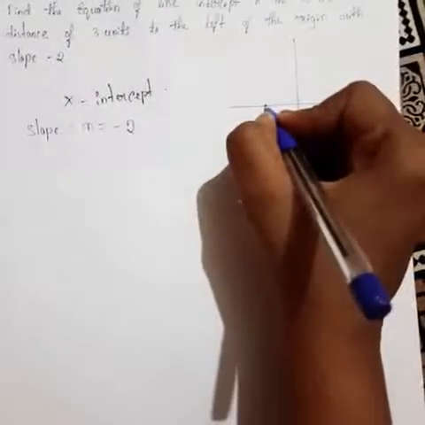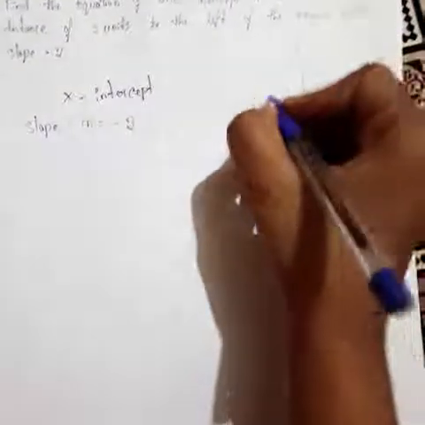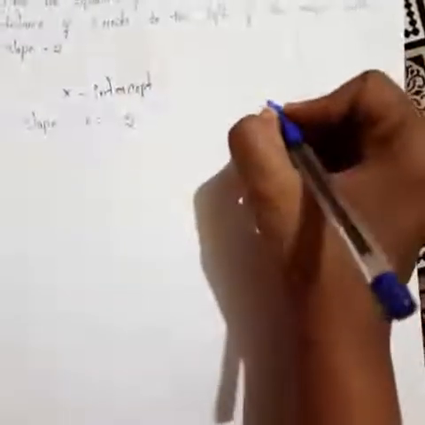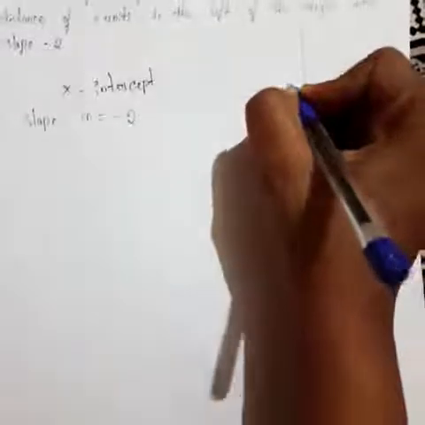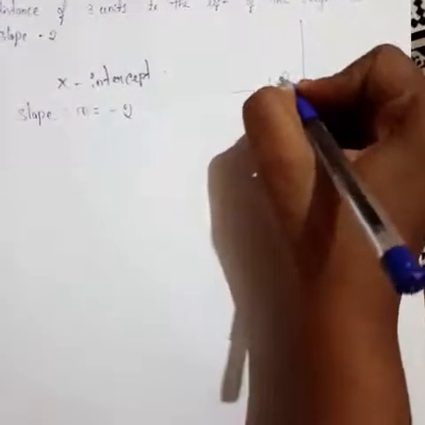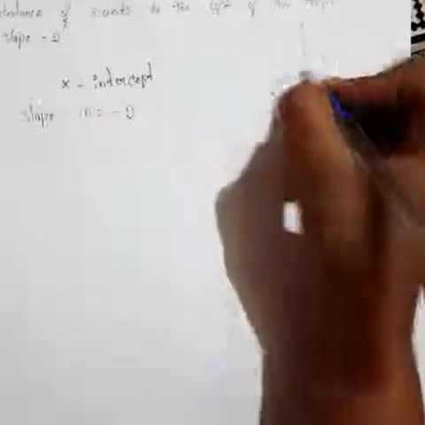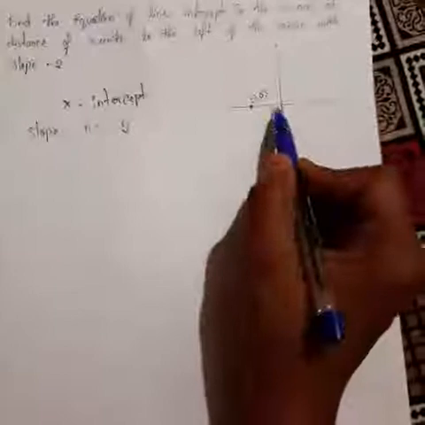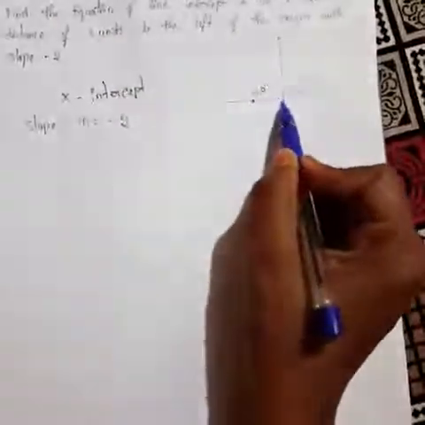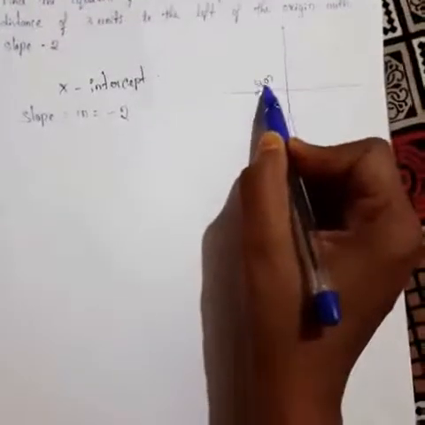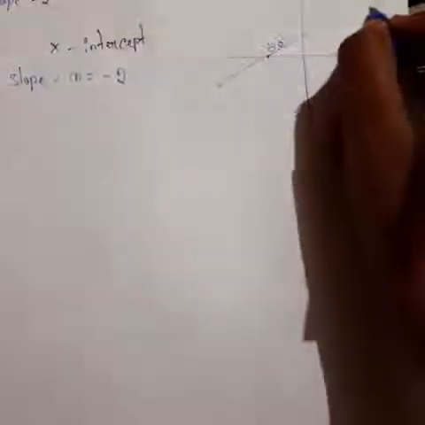The distance from the origin to this point is 3 units, and this side is the negative side. The point lies exactly on the x-axis, so the y coordinate is 0. We take -3, not +3, because on the left side of the origin all the points are negative. That's why the point is (-3, 0). The line is passing through this point.